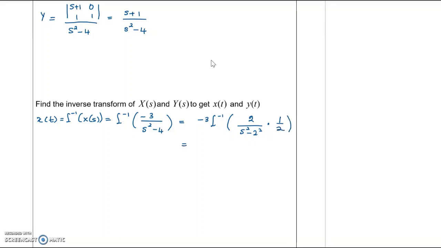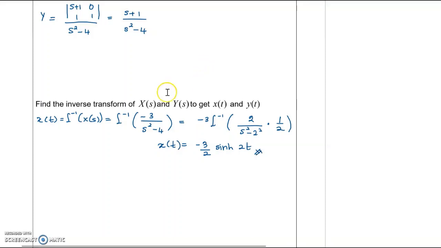So this is just now by the table. You can refer to the table. This is just negative 3 over 2. We take out the 1 over 2, put together with the negative 3 in the front. Then the inverse of the 2 over s squared minus 2 squared is just sinh 2t. So this is our solution for the x(t).